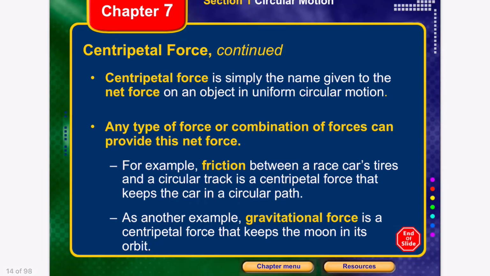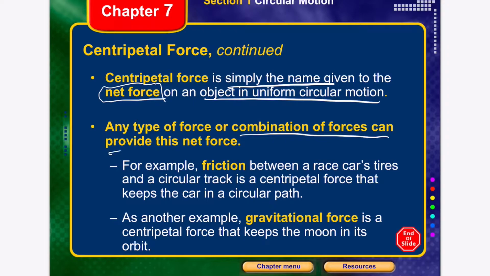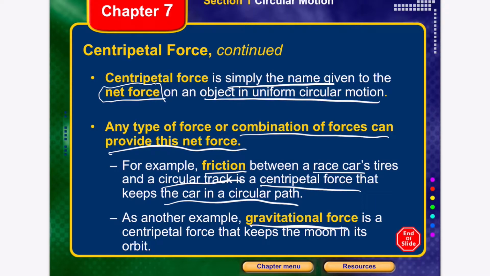So centripetal force is simply the name given to a net force on an object in uniform circular motion. Remember that this is the net force of two forces, the horizontal force and the vertical force. Now, any type of force or combination of forces can provide this net force. For example, friction between a race car's tires and a circular track is a centripetal force that keeps the car in the circular path. Another example is the gravitational force, which is a centripetal force that keeps the moon in its orbit.